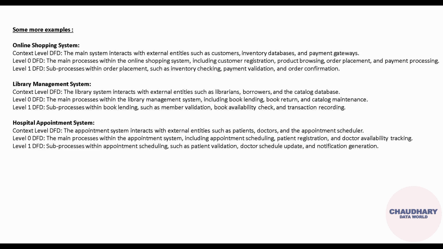There are multiple other examples. We have an online shopping system, suppose. For that, the context level data flow diagram is where the main system interacts with external entities such as customer, inventory database, payment gateway. These are the context level data flow diagram of this online shopping system. You can take a screenshot and read it through later, so that you will be much clearer on how we can construct a context level, level 0, level 1 and further.